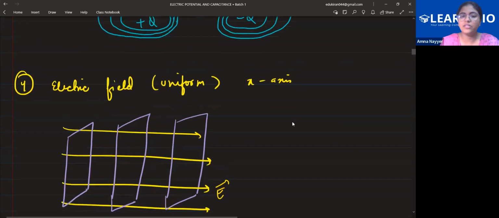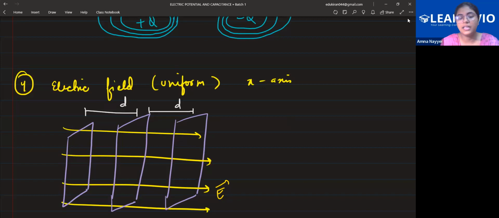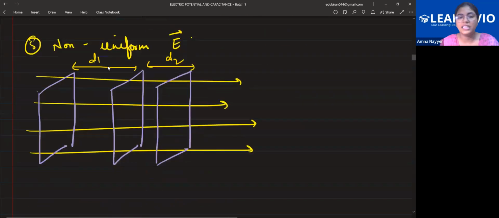Now, when we are talking about equipotential surfaces placed in an electric field which is uniform, what will happen? The distances between the equipotential surfaces would be the same. If this is D, this would be D. But if it is a non-uniform electric field, then see, this is D1, this is D2, and you can clearly see D1 is greater than D2. So this is how you have to draw, and these come in the exam.